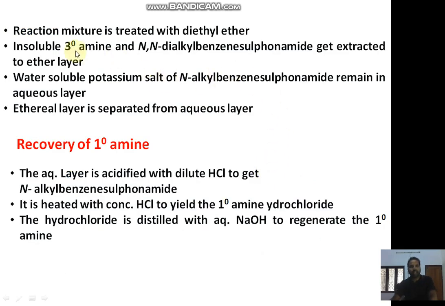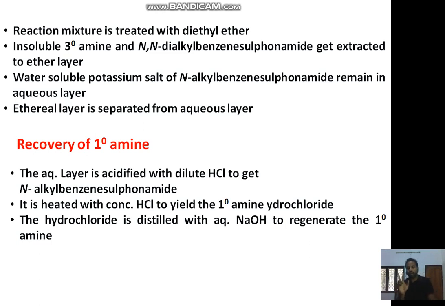And the reaction mixture. Now what will we do? We will treat the reaction mixture with diethyl ether. We have a mixture of primary, secondary, tertiary amine, we have the Hinsberg reagent, and we have the reaction mixture. Now we will mix that reaction mixture with diethyl ether. In the diethyl ether, what happened? The tertiary amine that had no reaction with the Hinsberg reagent, that is unreacted, is there in our solution. So that insoluble tertiary amine and the N,N-dialkyl benzene sulfonamide that was from the secondary amine also get extracted to the ether layer.